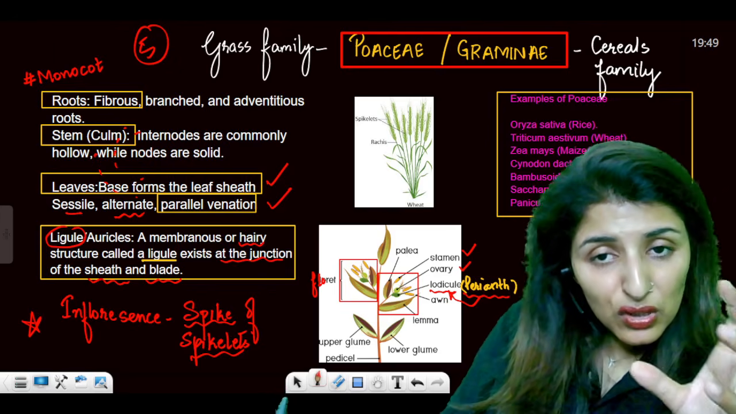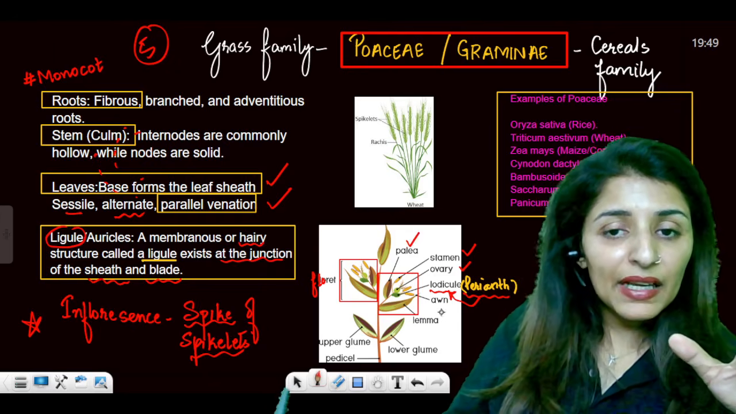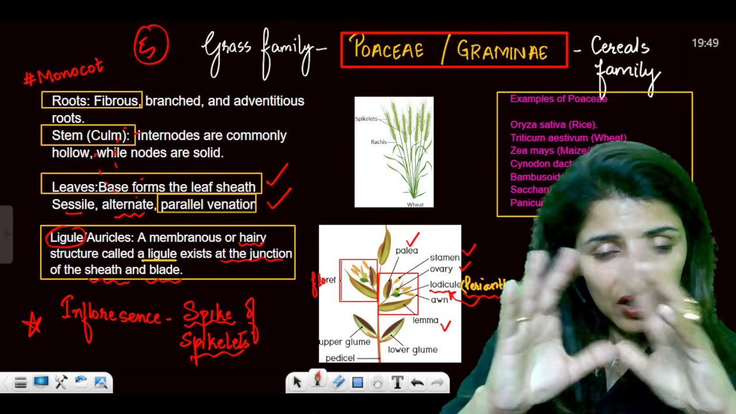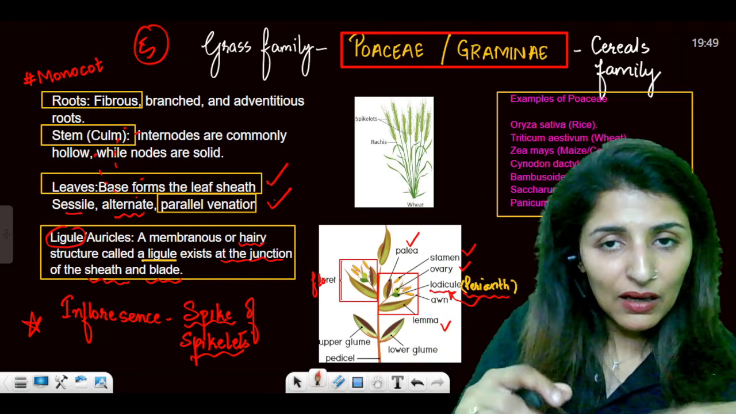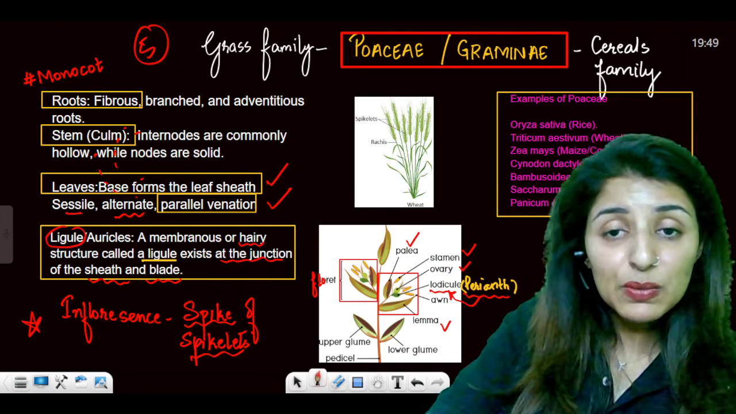Is that clear? Now this whole structure is surrounded by some protective coverings. We have palea and lemma. Now all these structures, the whole structure enclosed within palea and lemma, this is known as a floret. I hope these points are clear.